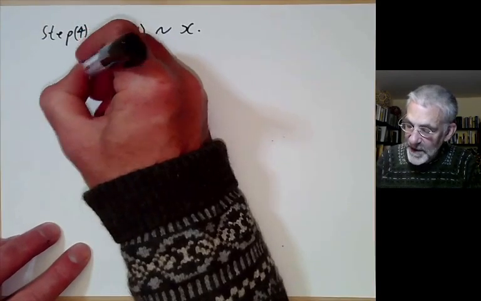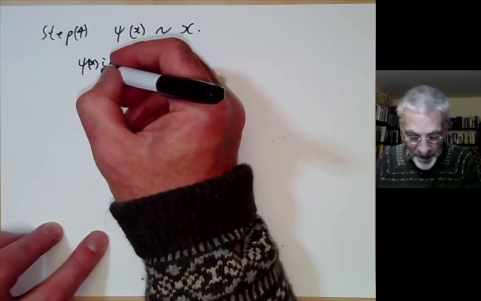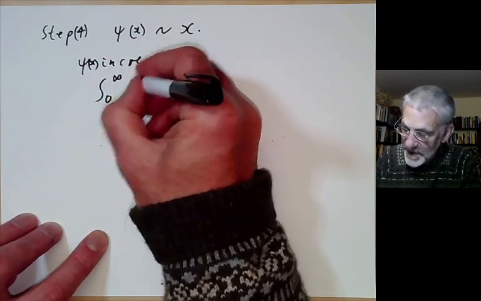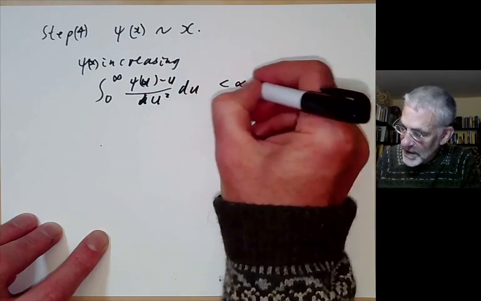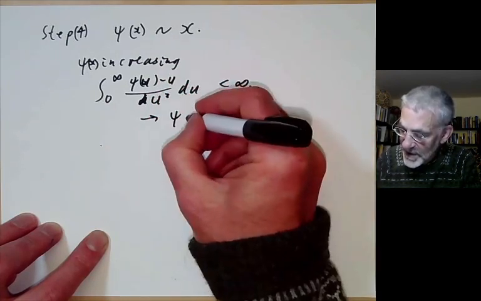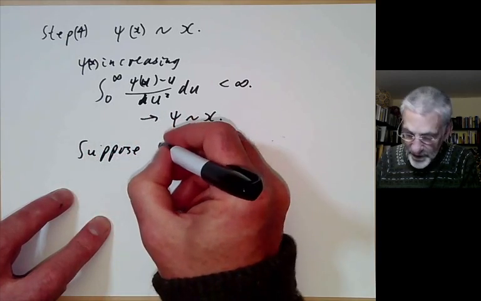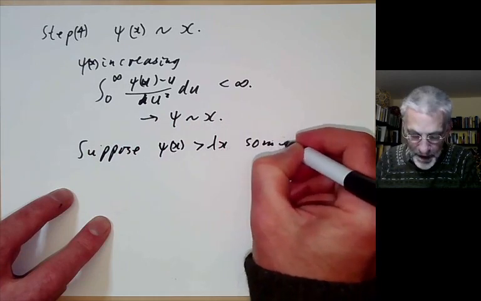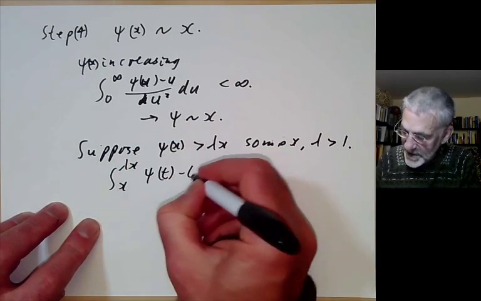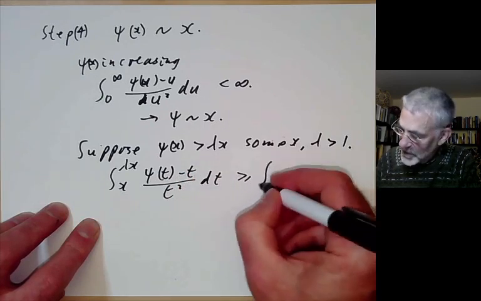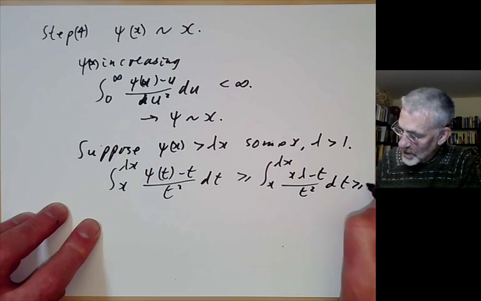And this follows easily because if psi of x is any increasing function, and the improper integral from 0 to infinity of (psi of u minus u) over u squared du is less than infinity, then this automatically implies that psi is asymptotic to x. And the proof of this: suppose that psi of x is greater than lambda x for some x with lambda greater than 1, then the integral from x to lambda x of (psi of t minus t) over t squared dt is going to be greater than or equal to the integral from x to lambda x of (x lambda minus t) over t squared dt, which is greater than or equal to some constant k.